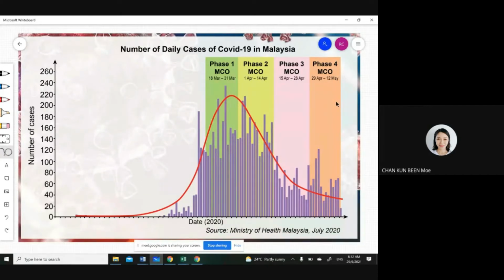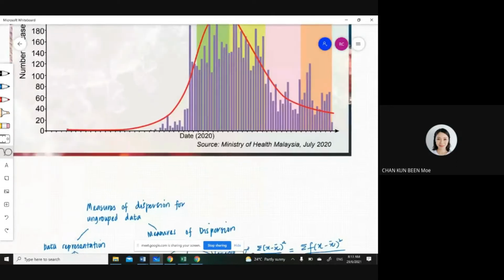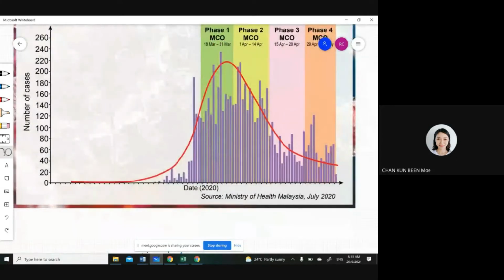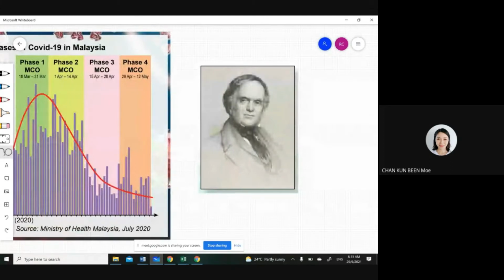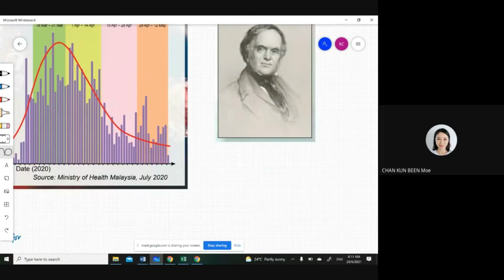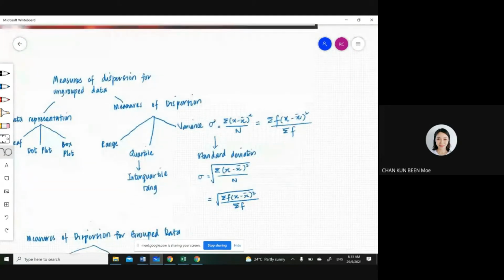Do you still remember you learned more or less the same thing in Form 4? What did you learn in Form 4? Do you still remember? Don't remember, right? The variance and everything, madam. Correct. So I move on. Before that, just to let you know, the mathematician involved in this chapter, this is the one you can see in your book. His name is William Playfair. Okay, so we move on to what you have learned in Form 4.